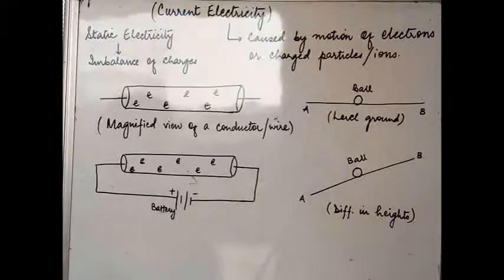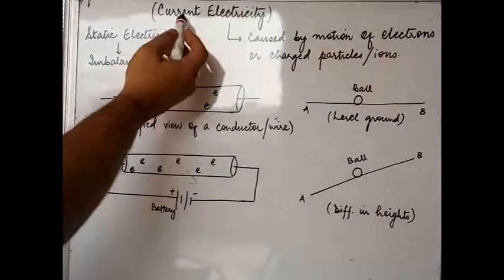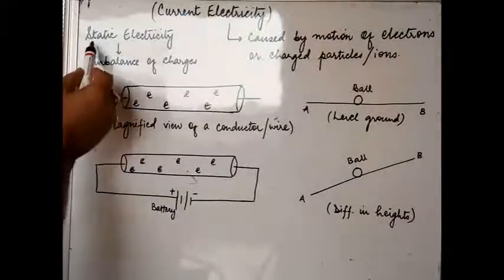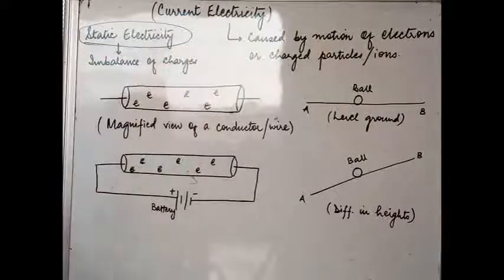Okay, but before going into the details of current, we will first have a look at the word static electricity, which we had discussed in 8th standard. If you remember, in 8th standard in the physics book, you had a chapter called static electricity, and it is this electricity that we have to differentiate from current electricity. Static means not moving.